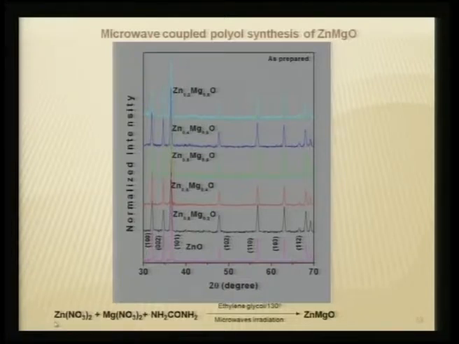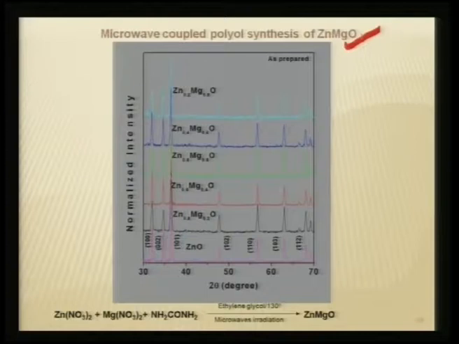So this is a microwave coupled polyol synthesis of zinc magnesium oxide. Now from zinc oxide, with this minimum chemistry and with this minimum information on the PL, we can try to see what is the effect when you dope it with magnesium oxide. So this is zinc magnesium oxide alloy, we can call it. And how do you prepare it? You take zinc nitrate, magnesium nitrate, you can put urea, which is actually a base, and then you reflux this in ethylene glycol using the Voyager instrument, and you can get zinc magnesium oxide.